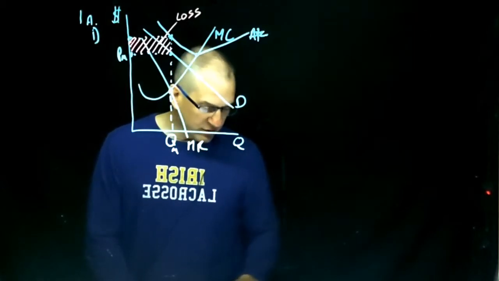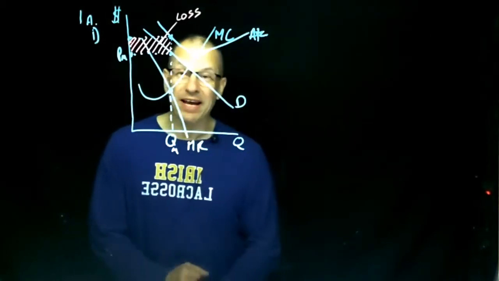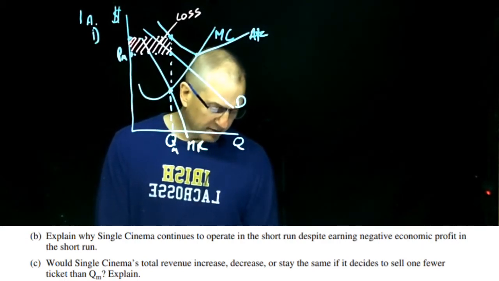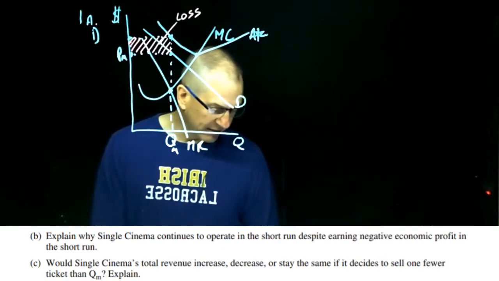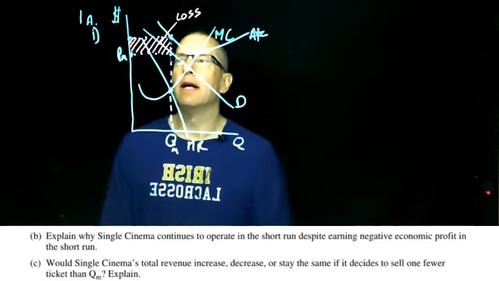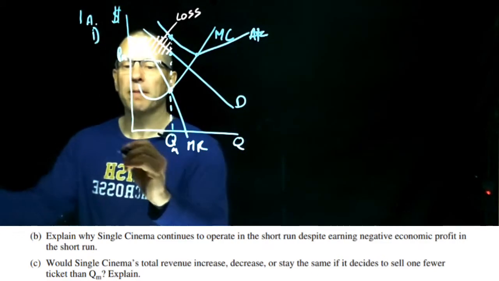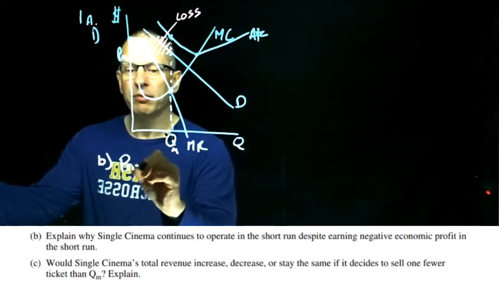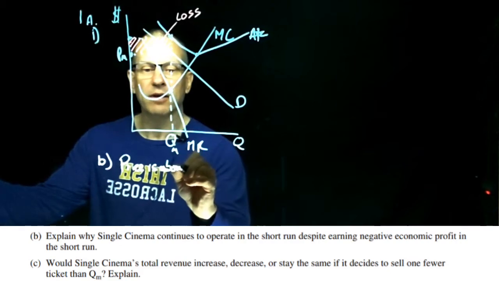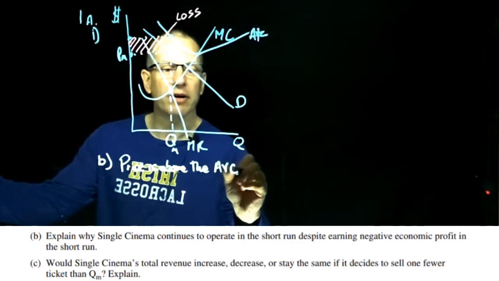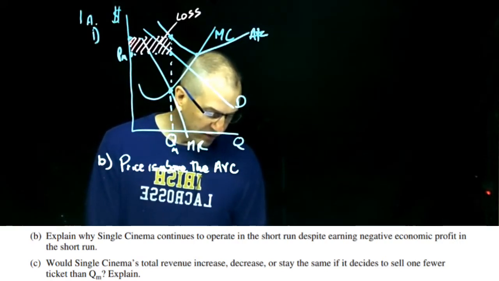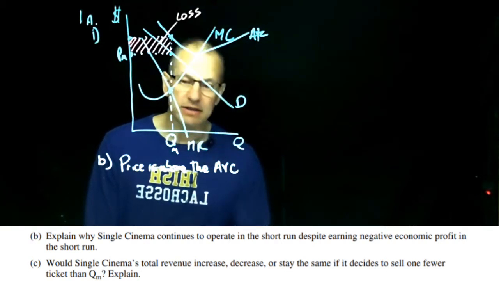B wants us to answer the question of explaining why the single cinema continues to operate in the short run despite earning negative economic profit in the short run. And for that answer, I'm going to write B here: price is above the average variable cost. Okay, C says, would the single cinema's total revenue increase, decrease, or stay the same if it decides to sell fewer tickets than QM?